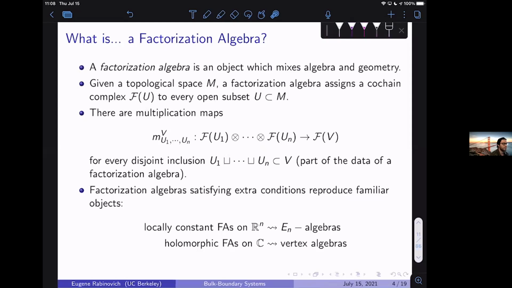You might be familiar with some special cases of factorization algebras. Factorization algebras which are so-called locally constant on R^n give rise to E_n algebras. And factorization algebras which have a certain sort of holomorphic nature on C give rise to vertex algebras.